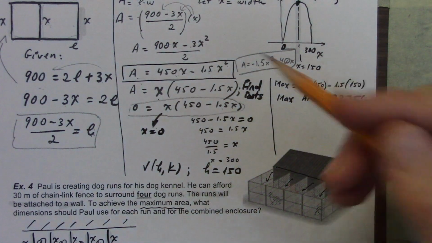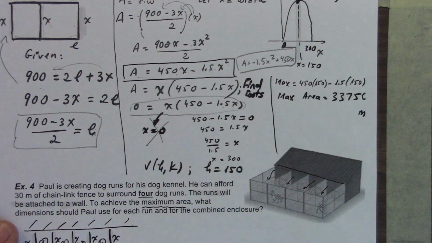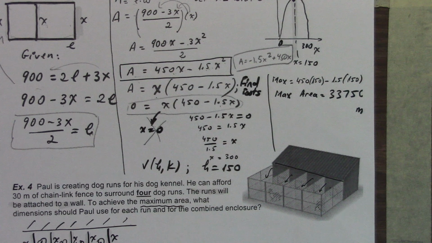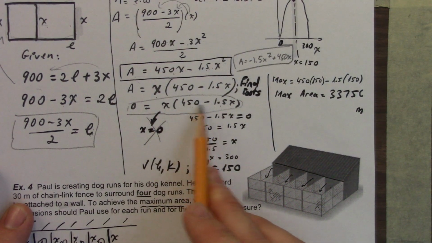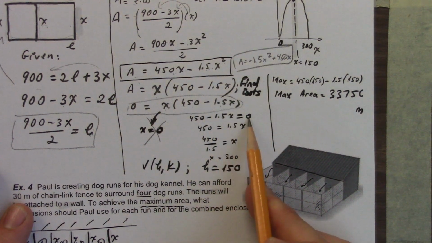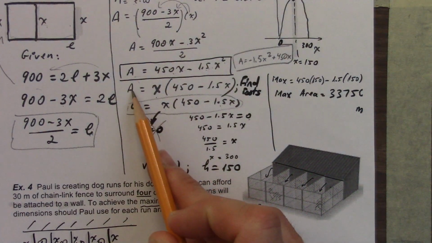Okay? Now we need to think about that. Can we have a width of 0? No, we can't. So this option doesn't work for us from the suitability of the question. That's going to happen a lot when you have questions that involve time, where time is negative. Doesn't work. So here we have x equals 0. We're not considering that one. We need to evaluate this 450 minus 1.5x. Set it equal to 0. Why do we set it equal to 0? Anybody know why? Like, why are we setting the area equal to 0?